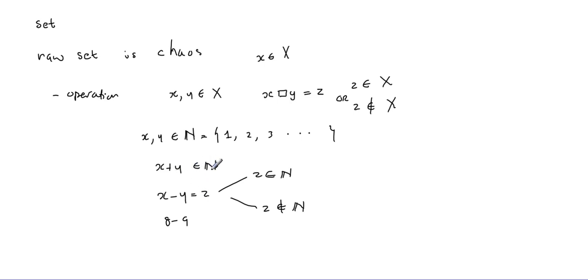But in the case of plus, every time we add numbers and we get a natural number, we would say that the set is closed with respect to the operation plus. If we're taking 9 minus 8, then the answer will actually be a natural number.